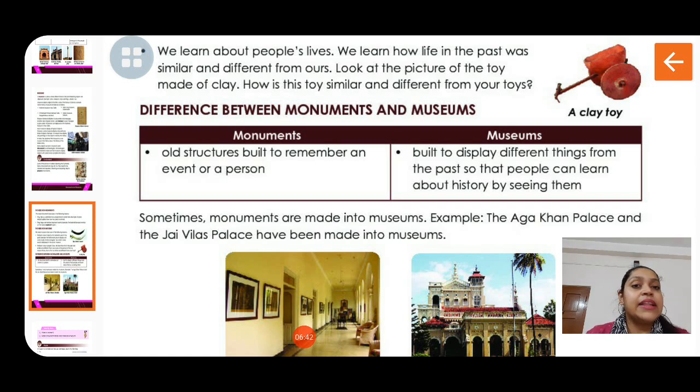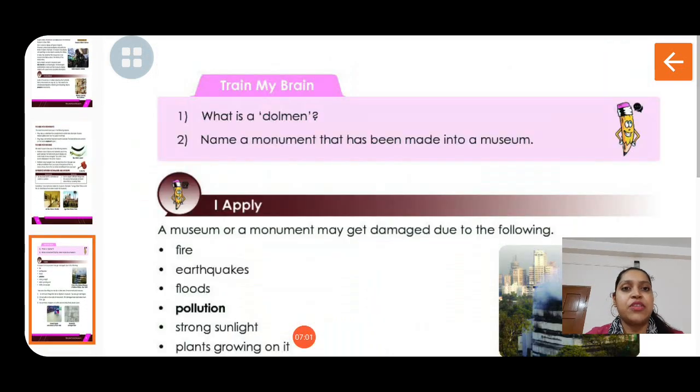Okay children, then lastly children will come to know that sometimes monuments are made into museums also. Example, the Aga Khan Palace and the Jai Vilas Palace have been made into museums. So some monuments have been turned into museums. Then children, we come to next page.